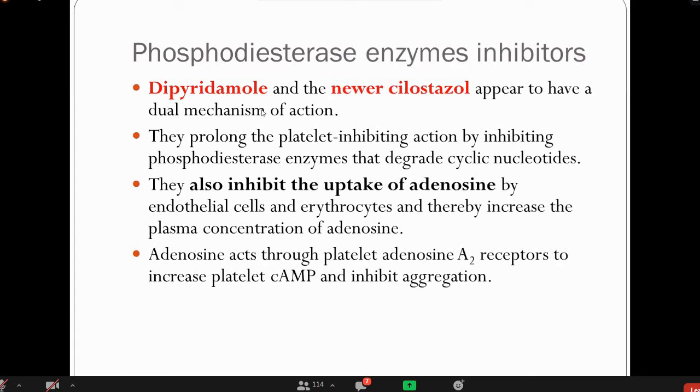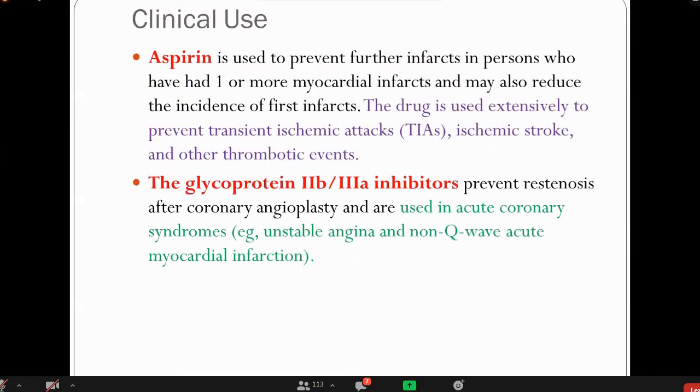So examples are dipyridamole and the newer cilostazol, which appear to have a dual mechanism of action. They prolong the platelet inhibiting action by inhibiting the phosphodiesterase enzyme that degrades cyclic nucleotides. They also inhibit the uptake of adenosine by endothelial cells and erythrocytes, and thereby increase the plasma concentration of adenosine. Adenosine is another compound responsible for preventing platelet aggregation. Adenosine acts through platelet adenosine A2 receptors to increase platelet cyclic AMP and inhibit aggregation.